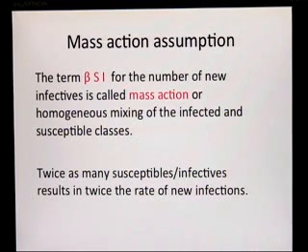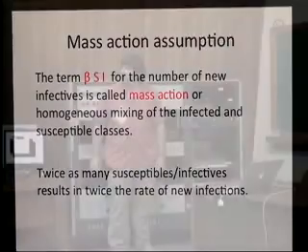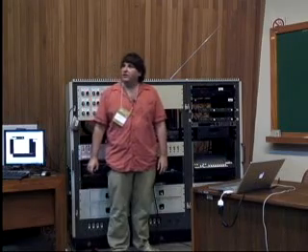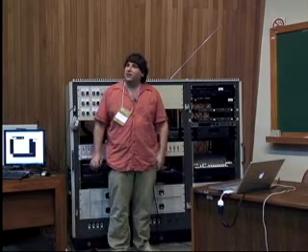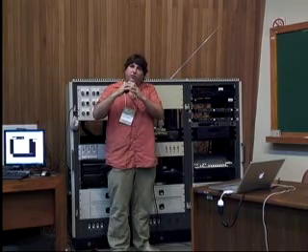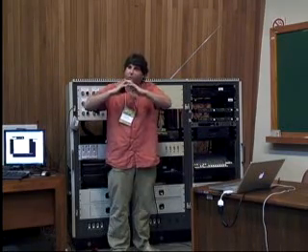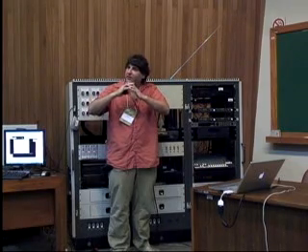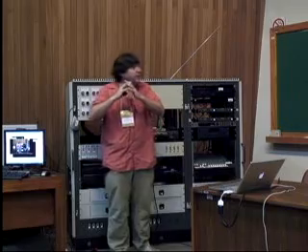So let's focus in on the beta times SI term. That term is what's called mass action mixing, or homogeneous mixing. Just think about it for a second. What does it mean? It means that if you have twice as many susceptibles, then that number is twice as large. And if you have twice as many infectives, then that number is twice as large. So how could it be that the number of infectives is increasing at such a rate? Well, the only way that could be happening is if the infectives and the susceptibles are very well mixed. Right? Okay, keep that in mind.